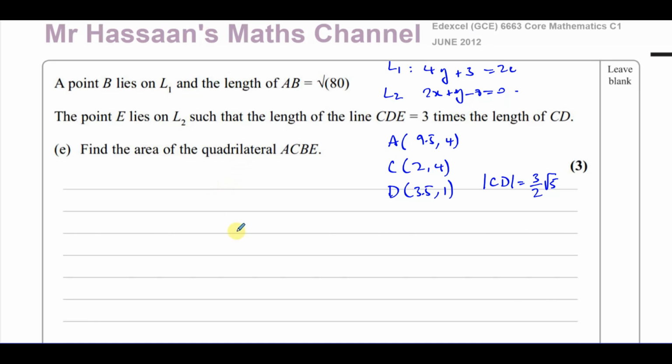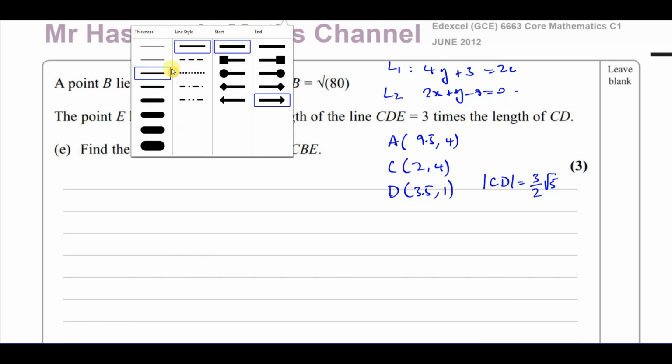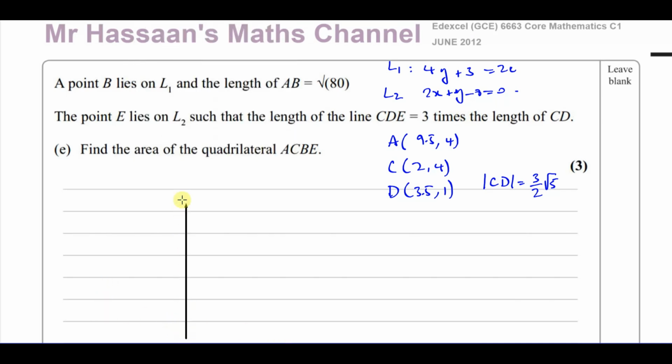Answer the question. So now it says a point B lies on line L1 and the length of AB is root 80. The point E lies on L2 such that the length of the line CDE is 3 times the length of CD. Find the area of the quadrilateral ACBE. To be honest, a question like this, if you don't make a sketch of the situation, it will be really difficult. So I would make a sketch. It doesn't have to be an accurate diagram, but it has to be kind of realistic. Otherwise, you won't really see the shape properly.